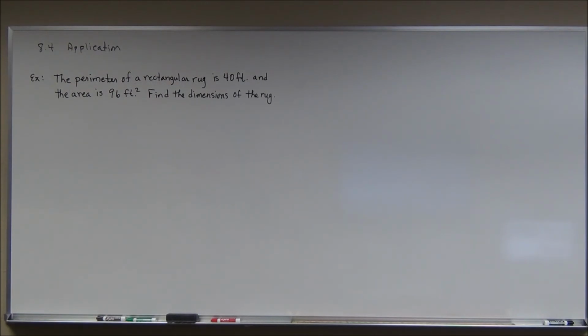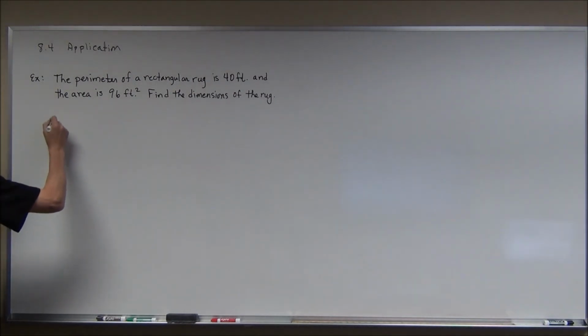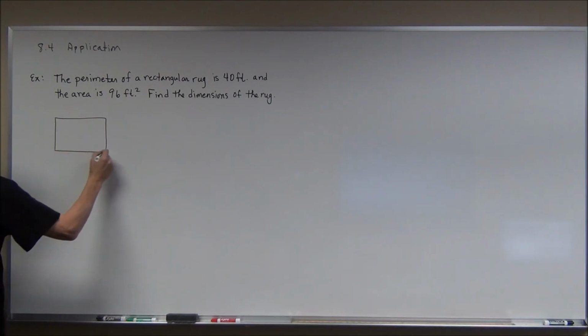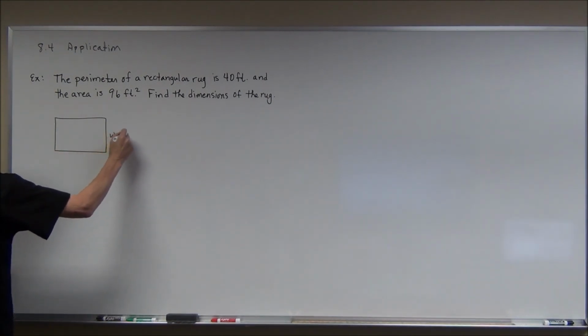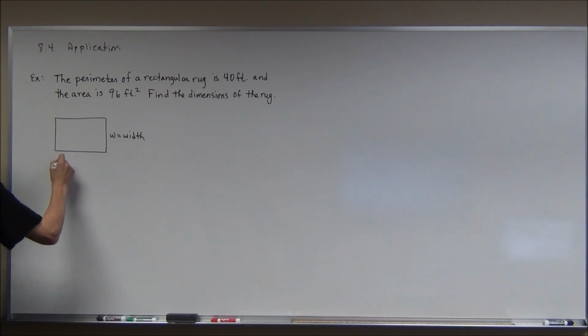So we have an example: the perimeter of a rectangular rug is 40 feet and the area is 96 square feet. You're to find the dimensions of the rug. Now you could trial and error it, but we don't want to do that. I'm going to draw a diagram here. I'm going to let W be the width. I'm going to let L be the length.